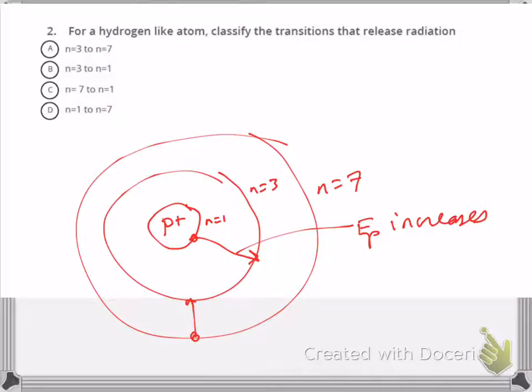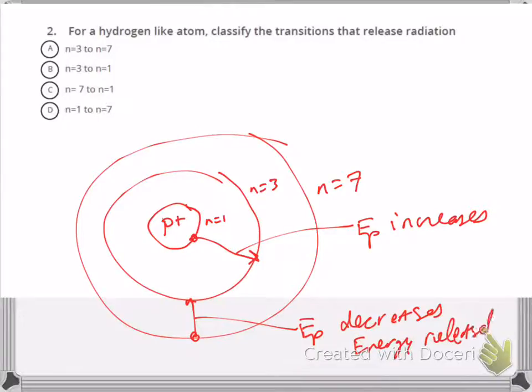While going from n equals 7 to n equals 3, they get closer. That releases energy. Potential energy decreases. So energy is released when you go from n equals 7 to n equals 3, or as the electron gets closer to the proton, and it increases when you separate the charges. Okay, so the answers would be B and C. The release of energy is n equals 3 to n equals 1, and n equals 7 to n equals 1.